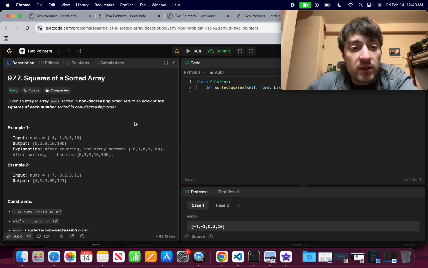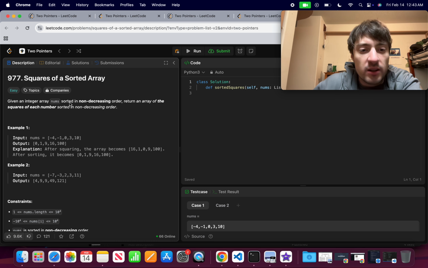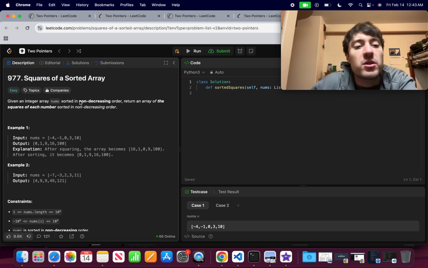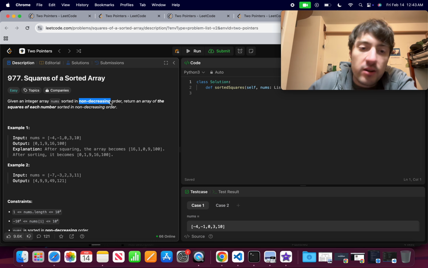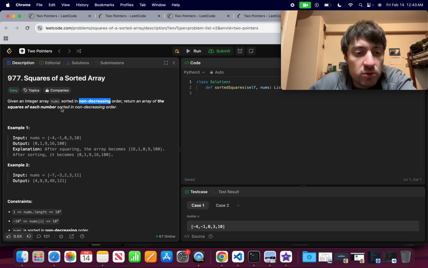977, squares of a sorted array. Given an integer array nums, sorted in non-decreasing order, so sorted in increasing order. Return an array of the squares of each number, sorted in increasing order.